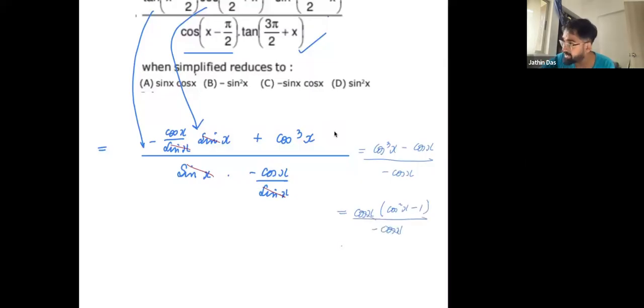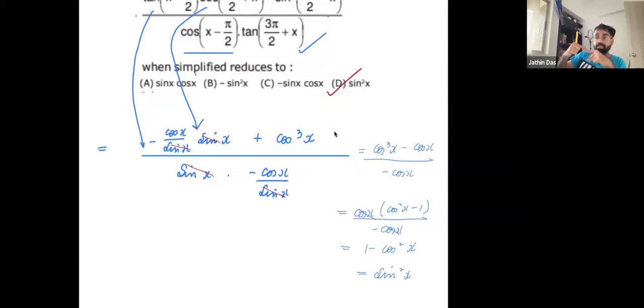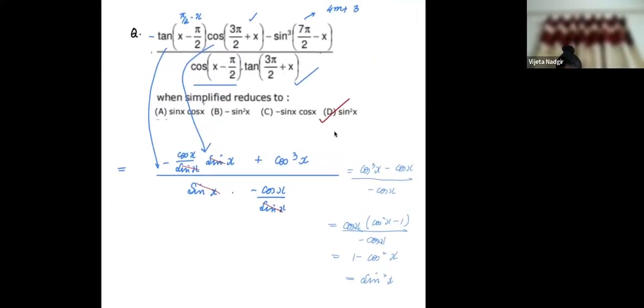Cos x can cancel. This minus 1 will change it as 1 minus cos square. That is sin square. Sin square है क्या? हाँ. Minus sin square. Okay. There is a minus and that will change cos square x minus 1 to 1 minus cos square, na? Clear?